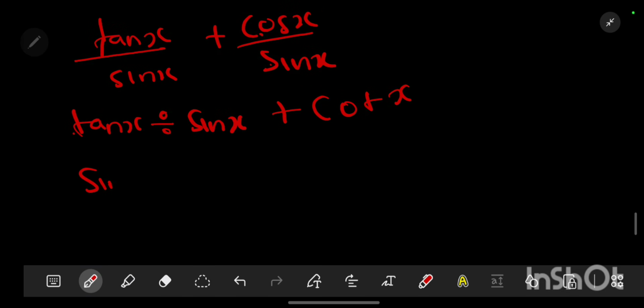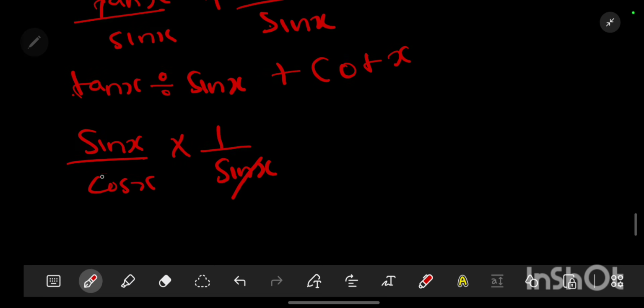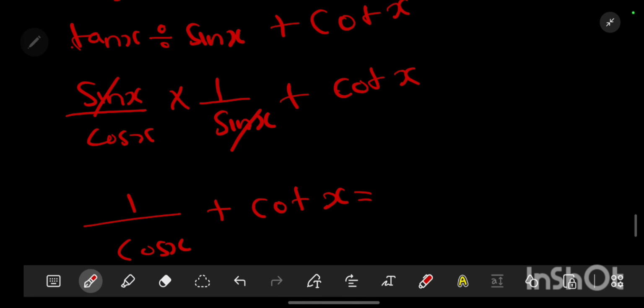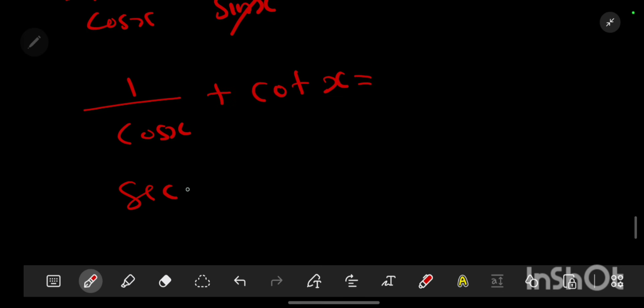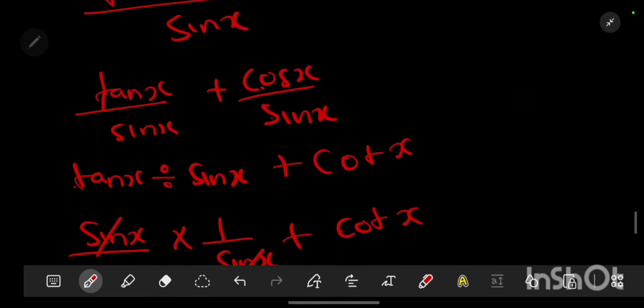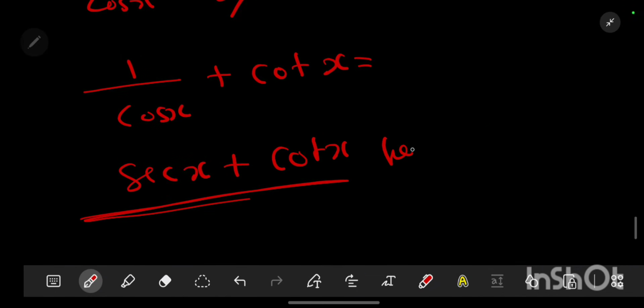Then tan of x is equal to sine of x over the cos of x. Then division becomes multiplication, so it will be times 1 over the sine of x. So this one and this one cancel. So here we have plus the cot of x. So this gives us 1 over the cos of x plus the cot of x. 1 over cos gives us sec x, plus we have the cot of x. So this is our answer. You can see that this is the required answer, so we can say hence shown.